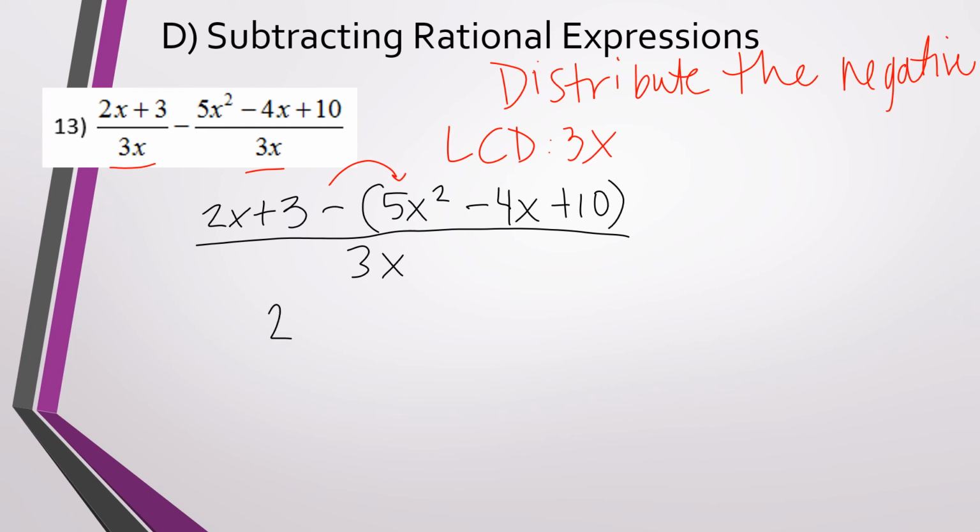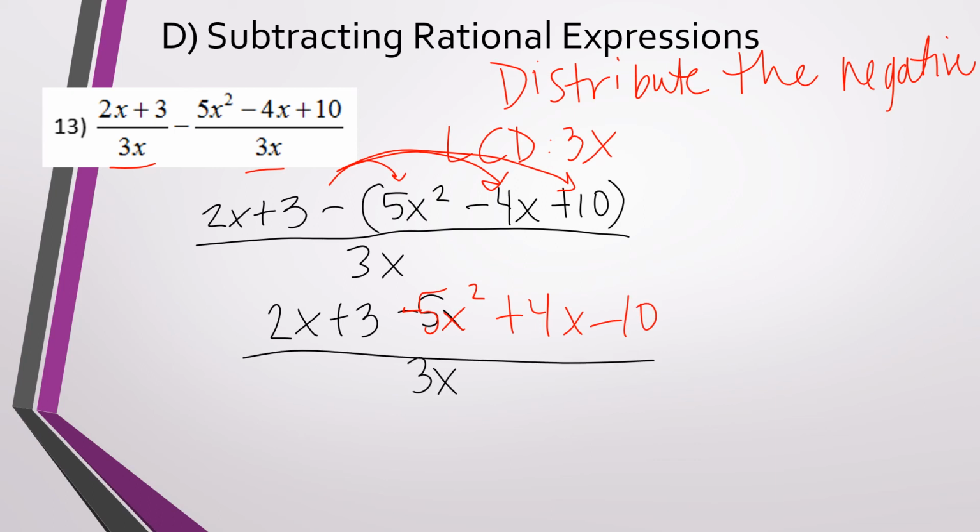So I have 2x plus 3 is going to come down. Then I have minus 5x squared plus 4x minus 10. And that is all over 3x.